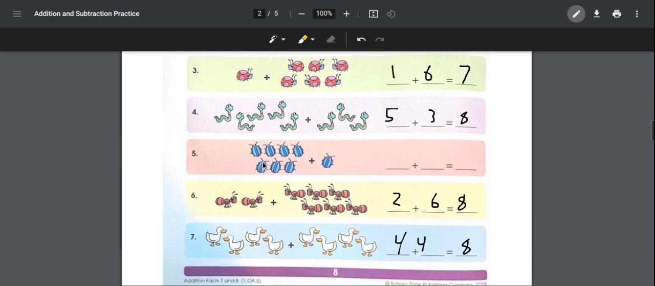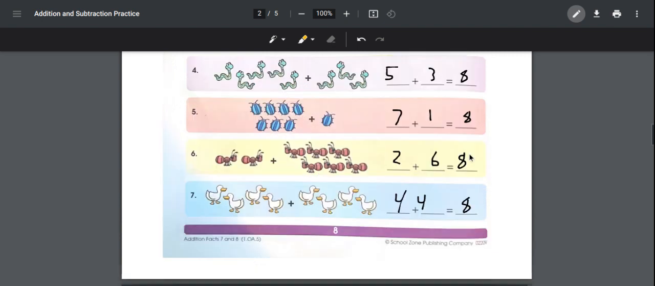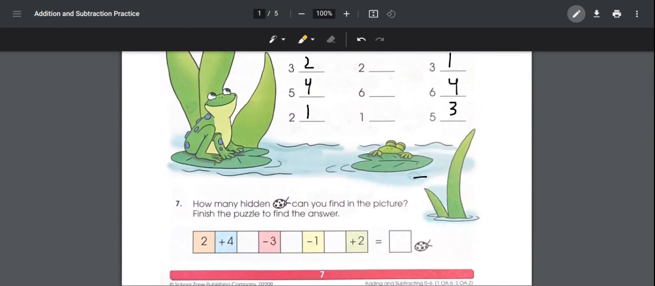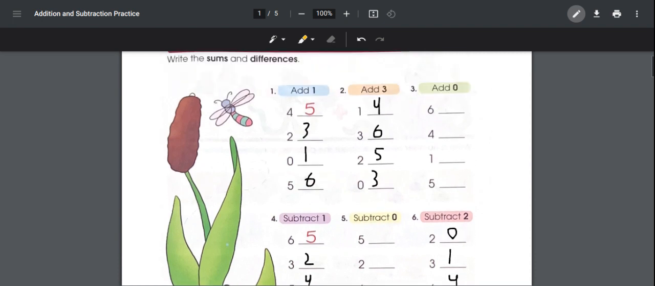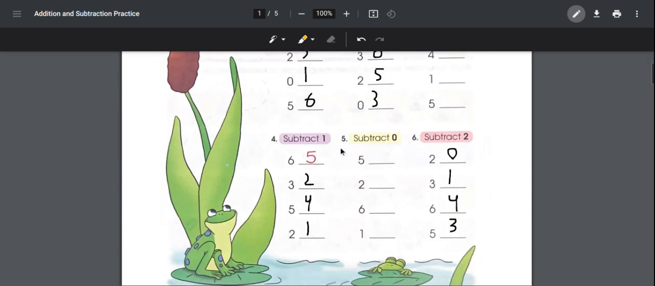Okay. And then number 5, there's 1, 2, 3, 4, 5, 6, 7 bugs on the left and 1 bug on the right. So 7 plus 1 is equal to 8. And then we'll just do subtracting by 0. So 5 minus 0 is 5.